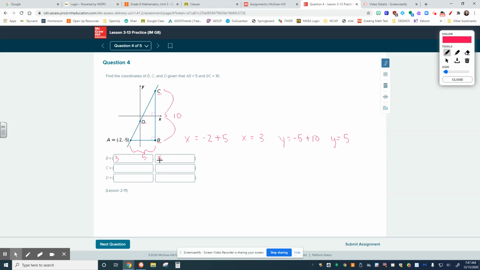Now, how would this help me to find point D? Well, point B is at 3 and negative 5. Okay, whoops, I forgot my negative sign right there.